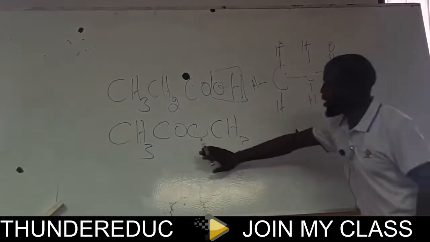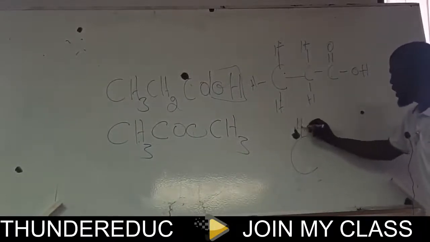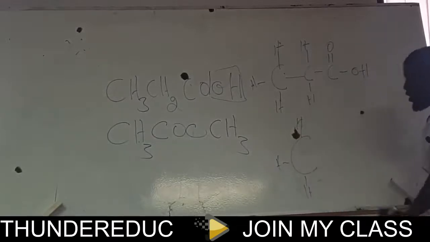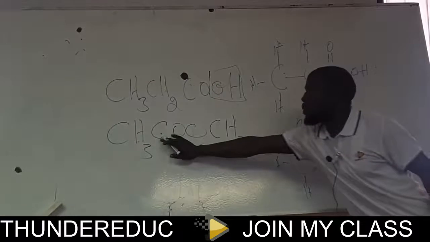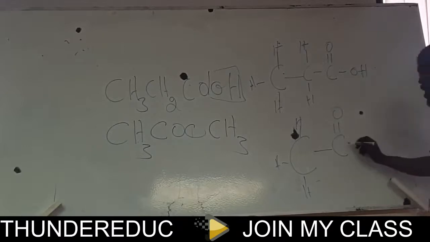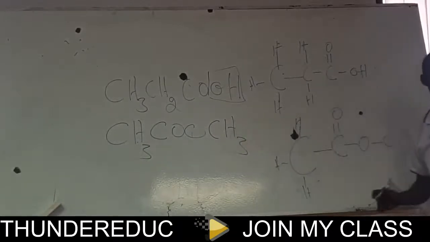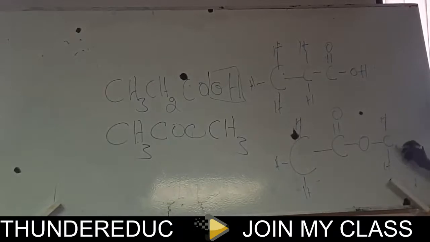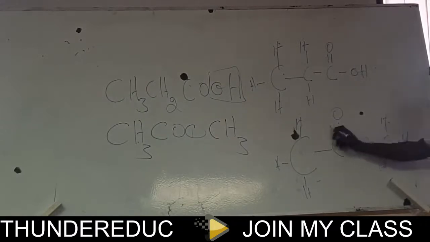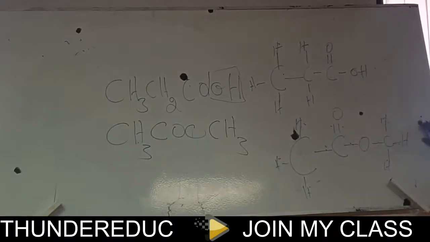What about this? Now the problem is here. Let's look at it. C is CH3, isn't it? What about here? C, double bond, oxygen, and now this is not hydrogen, it is a carbon. But this carbon has three. Are you seeing? 1, 2, 3, 4, done. So this is a carboxylic acid, while this one is an ester.